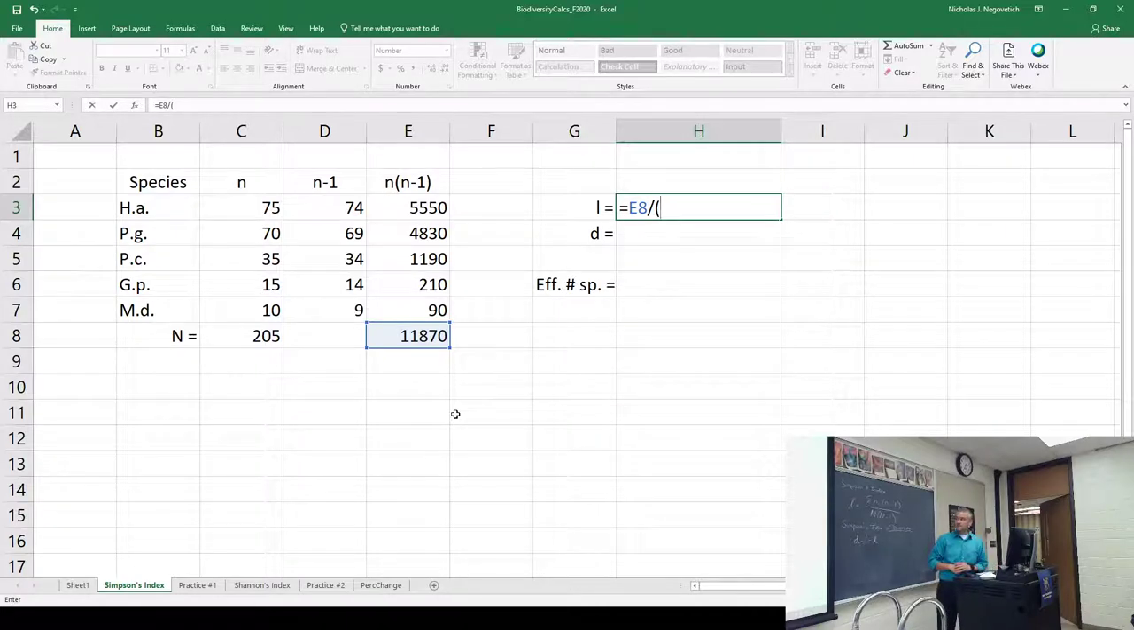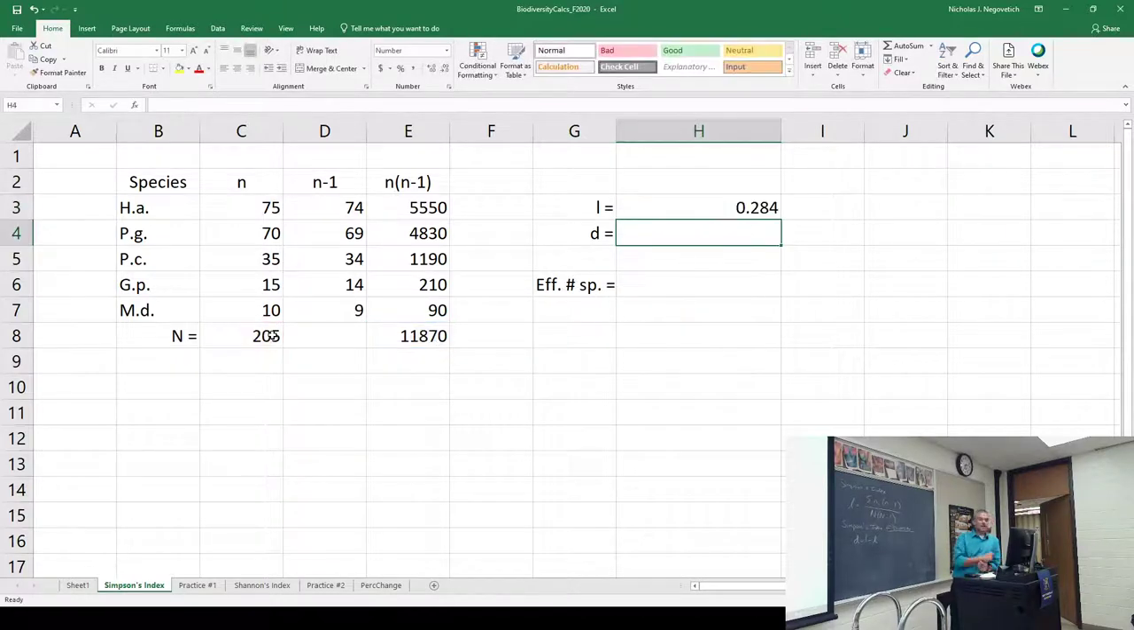All right, and I've got my parentheses here, because what we want is this value. So that's big N times, I'm going to use parentheses again, one more parentheses, and it's this value minus 1. Close parentheses, hit enter. And I get 0.284. So this is Simpson's index. This tells me that I had a 28.4% chance of reaching in and pulling out two individuals of the same species from this population.